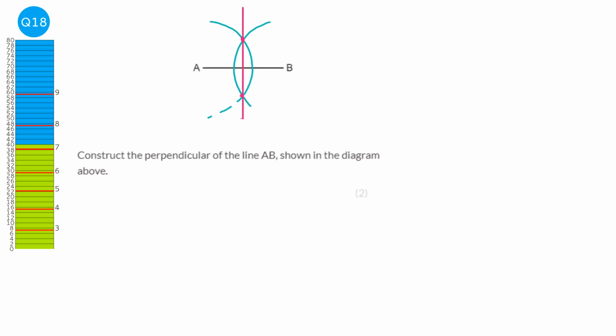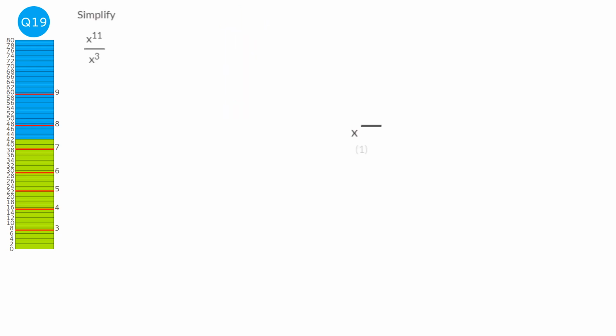Leave your workings out, your arcs, on the page when you do this to make sure you get full marks. When you have a fraction, it's just a fancy way of showing a divide. So this is x to the power of 11 divided by x to the power of 3. And indices rules say that when you divide two powers with the same base, you subtract the powers, so it becomes 11 take away 3. 11 take away 3 is 8, so that's x to the power of 8.